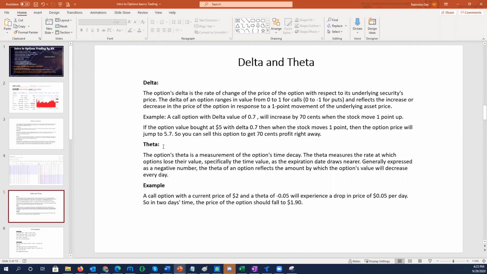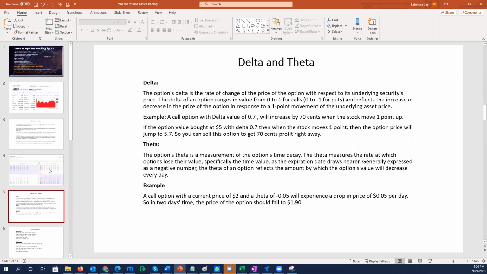The other major factor is theta. Theta is the kind of a killer. Option theta is a measurement of the option's time decay. Theta measures the rate at which options lose their value. Delta helps you gain value, but theta tells you how you can lose value, how much you lose if you buy a particular option. So a call option with a current price of $2 and a theta of minus 0.05 will experience a drop of 0.05 per day. So in 2 days' time, the price of the option should fall to 1.90.